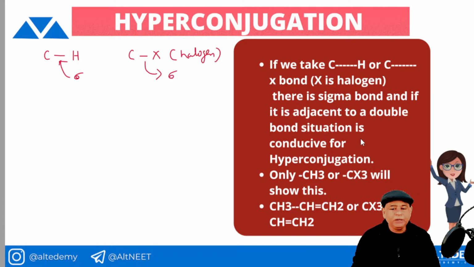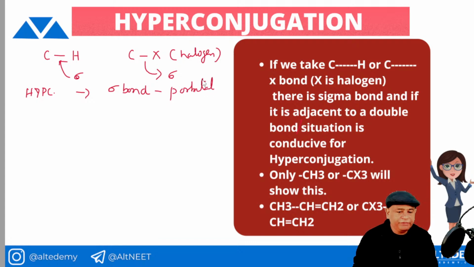And if it is adjacent to a double bond, the situation is conducive for hyperconjugation. And you can generally say that in hyperconjugation, what basically is happening? A sigma bond is interacting with a p orbital. This is how we define it very correctly. A sigma bond interacts with a p orbital. Well, which are the substances which will show hyperconjugation? We need a CH3 or CX3 type situation. They will show this, right?